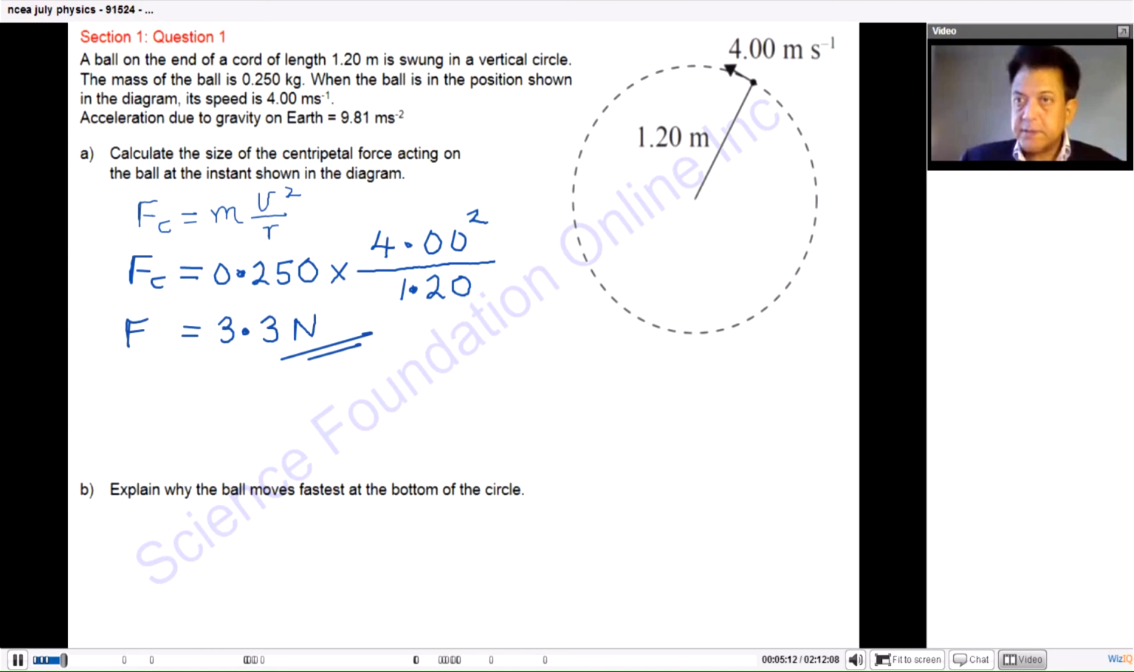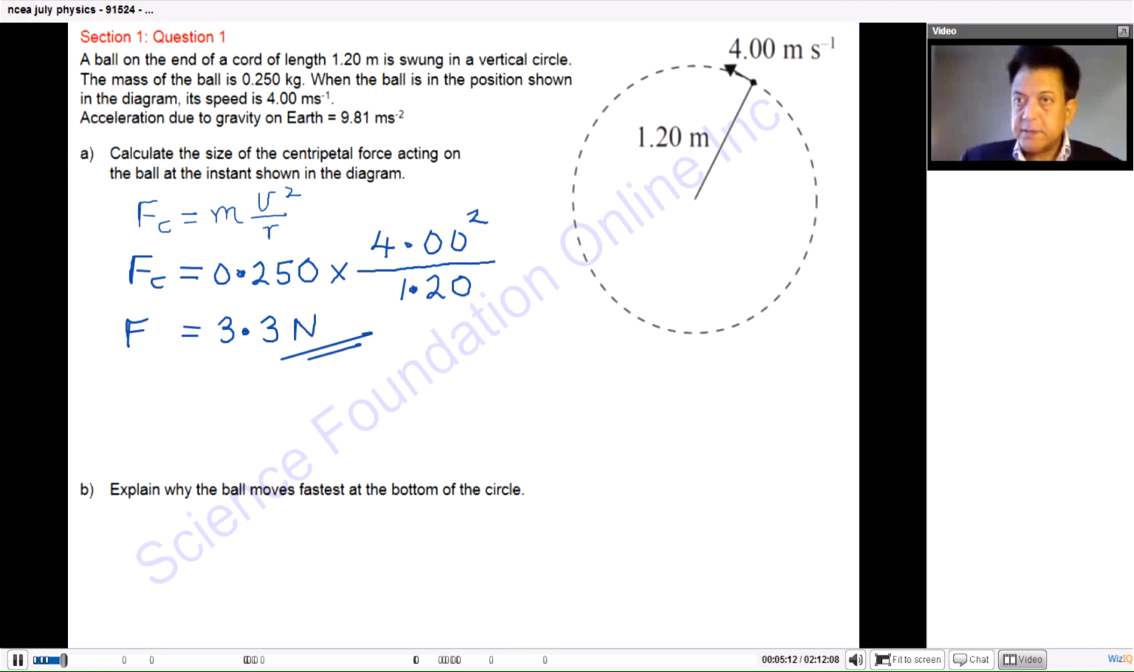When traveling to the bottom of the circle, some of its gravitational potential energy, I don't say all its gravitational potential energy because even here it's above the ground. I would say some of its gravitational potential energy gets converted into an increase in kinetic energy when at the bottom of the circle.